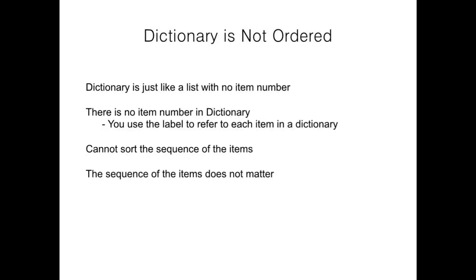So in summary, a dictionary is just like a list, but it has no item number. In a dictionary, you don't use item number to refer to each item. You use the label to refer to each item in the dictionary. Since there is no number in the dictionary, you cannot sort the dictionary. So there's no sequence, and the sequence of the items does not matter. It doesn't matter whether you put an item as the first item or as the second item. So the sequence has no meaning in the dictionary.